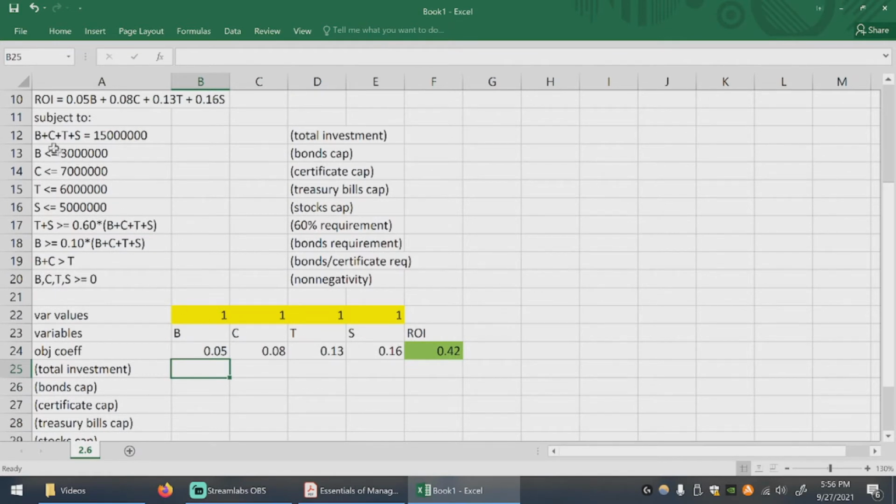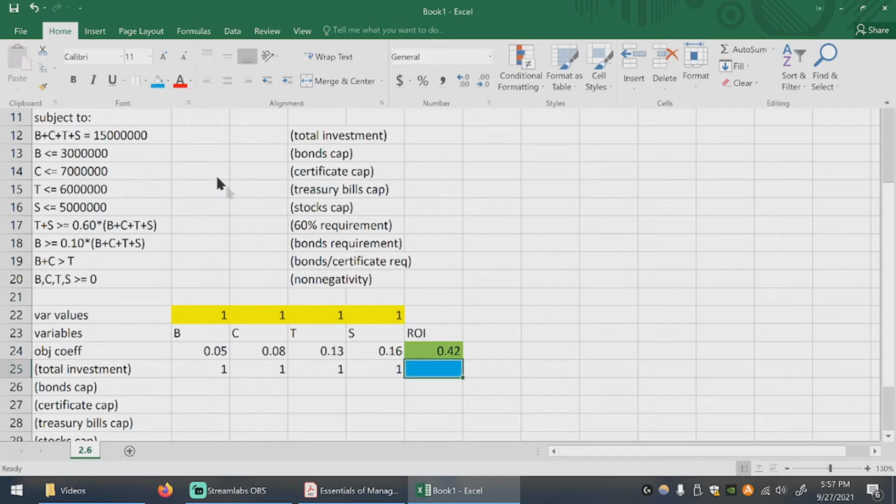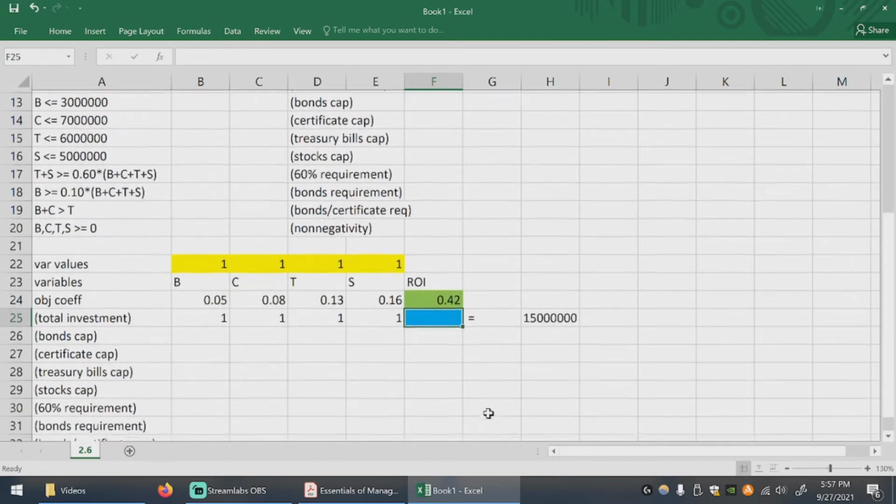So, the coefficients for the total investment constraint, 1, 1, 1, 1. I'm going to get an answer there. I'm going to put it in blue because I need another color, and blue is a nice color. And then I remind myself that it should be an equal, and it's 15 million. That is the requirement. We're going to put this formula in later. Right now, left-hand side, right-hand side, reminder of the inequality or equality or whatever it may be.